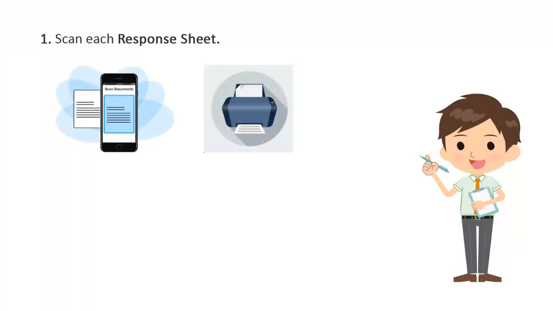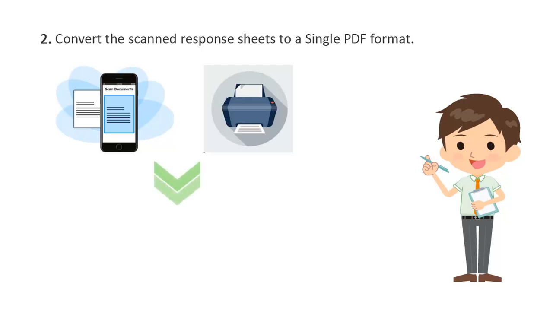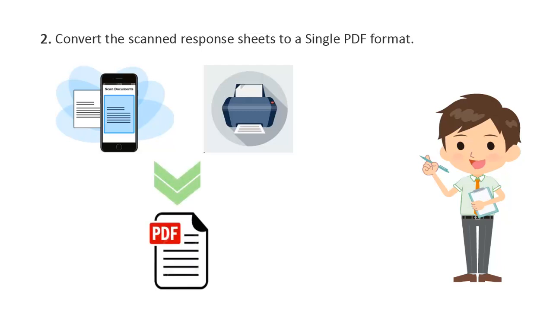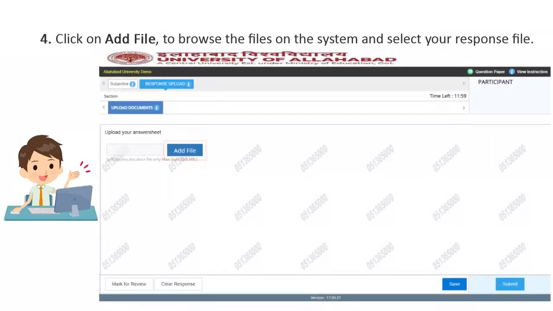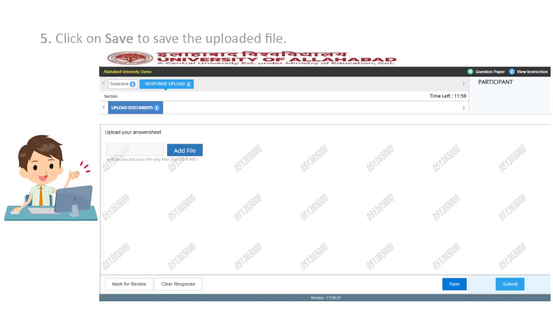Scan each response sheet. Convert the scanned response sheets to a single PDF format. Save this file in a folder on your desktop or laptop. Click on Add File to browse the files on the system and select your response file. Click on Save to save the uploaded file. Lastly, submit your assessment within the allocated time.